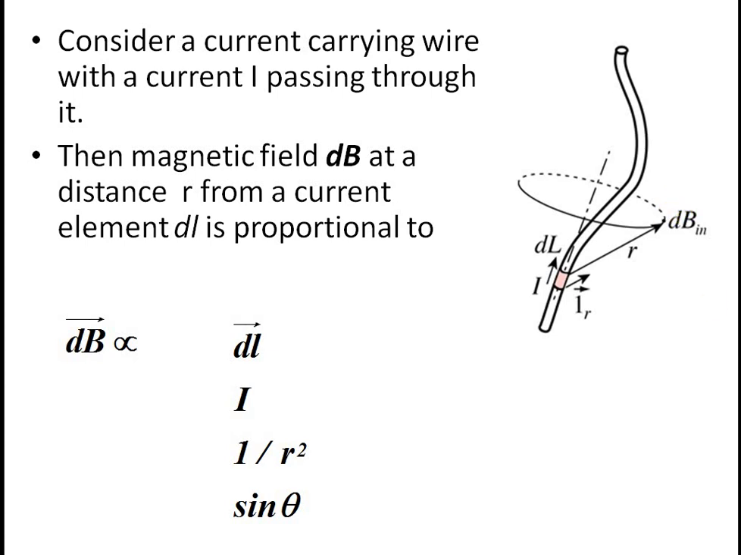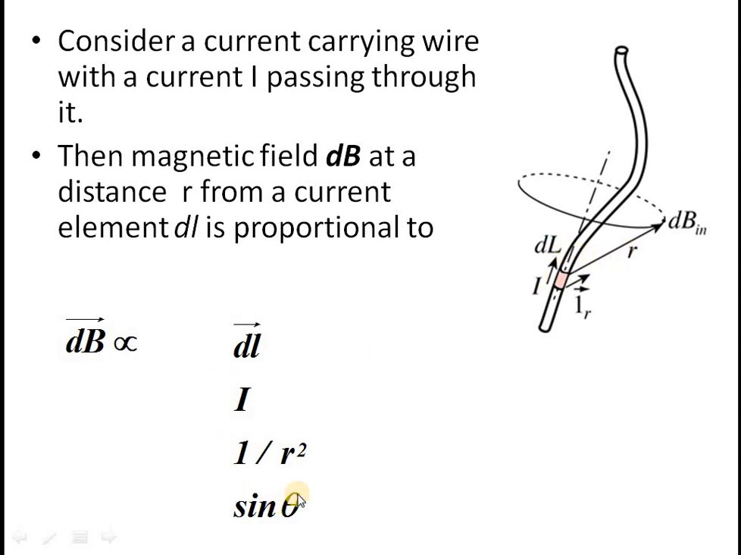And thirdly, the magnetic field is proportional to the sine of the angle between the current element and this distance element. Suppose you assume a unit vector r cap along this direction. So this is r cap and this is dl. Then you can imagine the angle between dl and r cap is theta. So sine of theta is also important. dl is like this and r cap or vector r is like this. So the angle between them we count as theta.